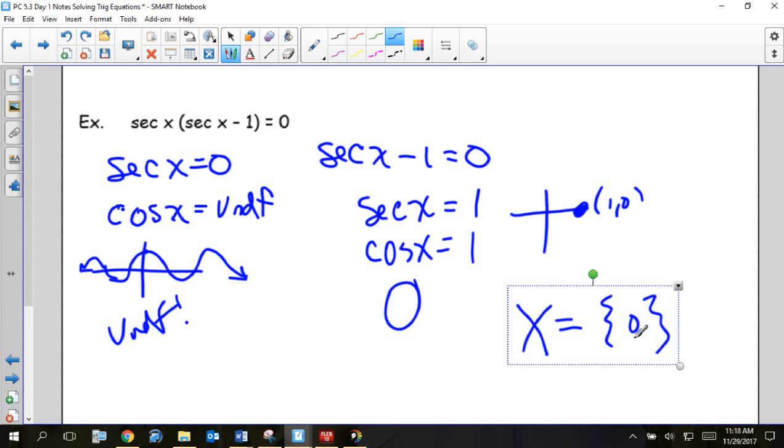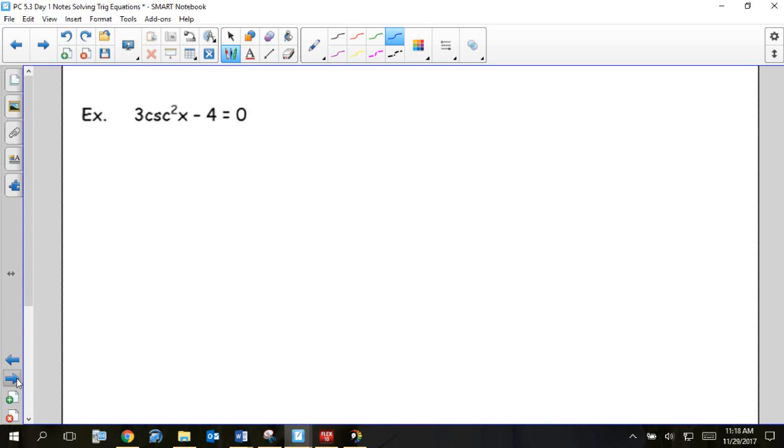So when you're solving these, you could have factors that don't give you an actual answer. You just have to throw that part out and go with the stuff that does work. You try one. You try it.